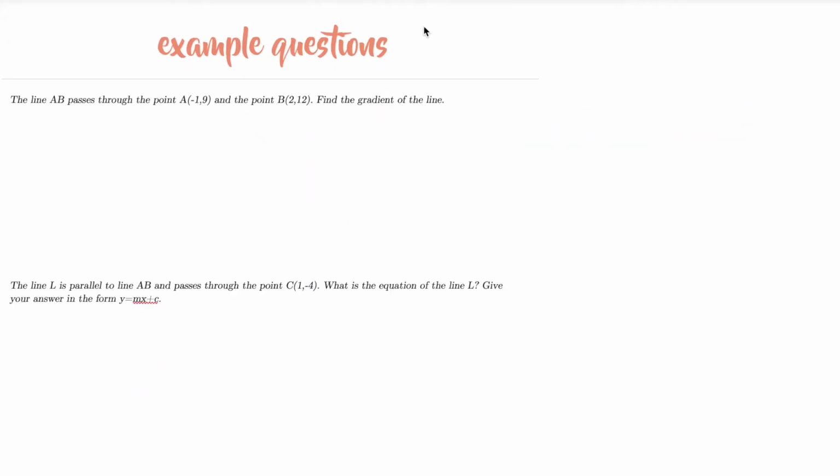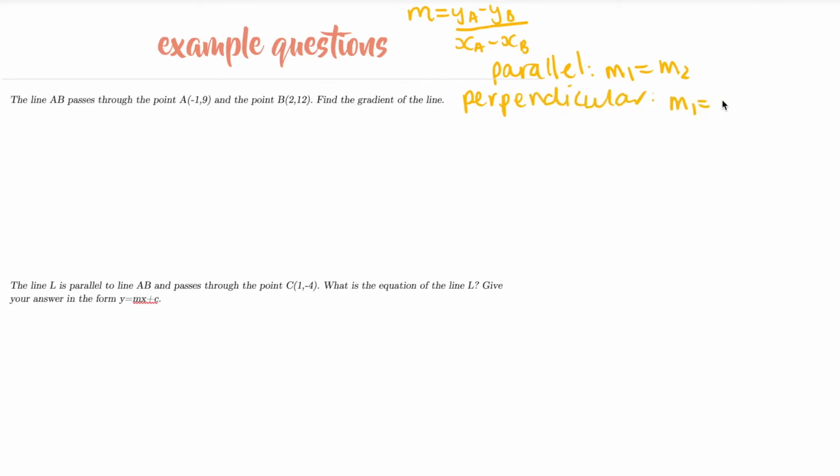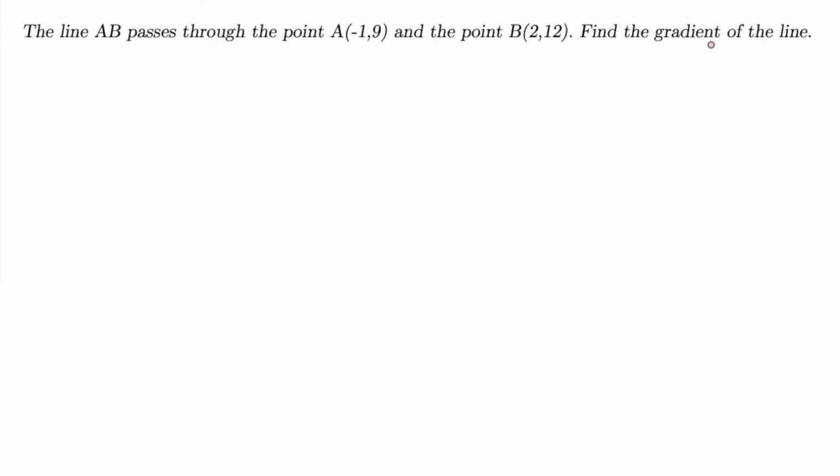Moving on to some example questions, I'm just going to write the three formulae we've learned in this corner so we have them for reference. We've got the formula for finding the gradient, which is m equals ya minus yb over xa minus xb. We've got the condition for two lines to be parallel, which is m1 equals m2. And we've got the condition for them to be perpendicular, which is m1 equals minus 1 over m2, or m1 times m2 equals minus 1.